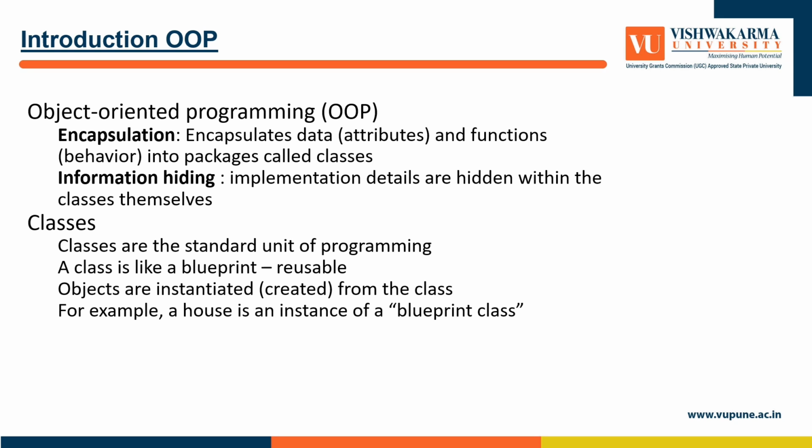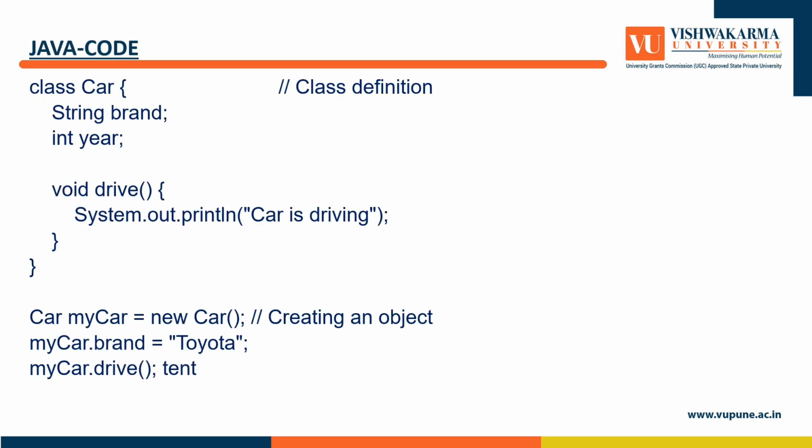What is an object? Objects are instances of a class. For example, a blueprint for a house defines the layout, but each physical house is an object created from that blueprint. Similarly, a car class might define attributes like brand and methods like drive, and each car object will have unique values for these attributes. Classes are reusable, modular, and foundational to programming in OOP, making it possible to create organized and scalable code.